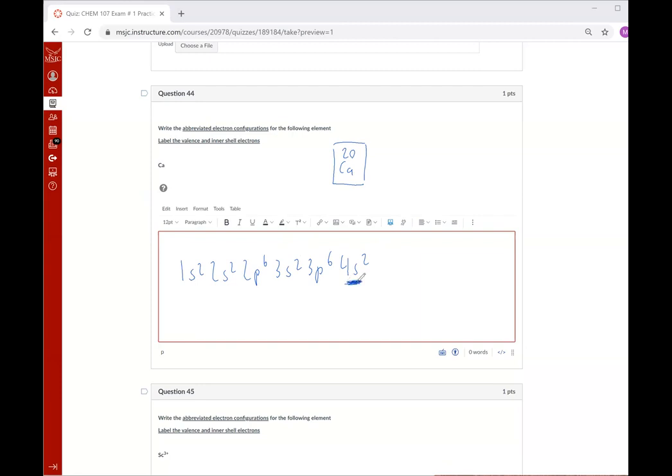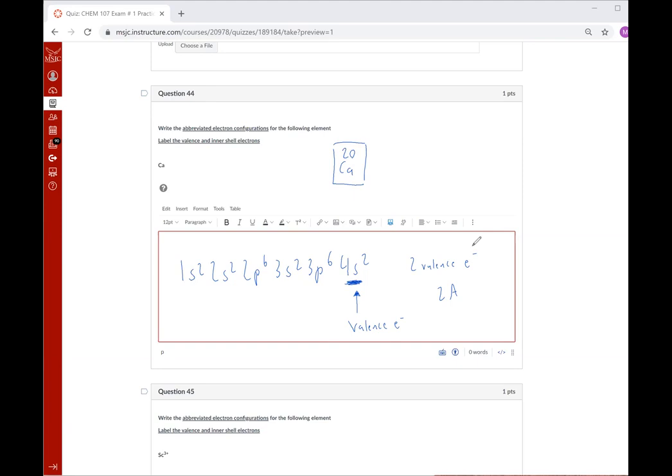These outermost electrons, the electrons in the orbitals with the largest n value, are our valence electrons. So we have 2 valence electrons as our element. Calcium is in group 2A. Does that make sense to everyone? Does this electron configuration make sense for question 44? Yep. Perfect.